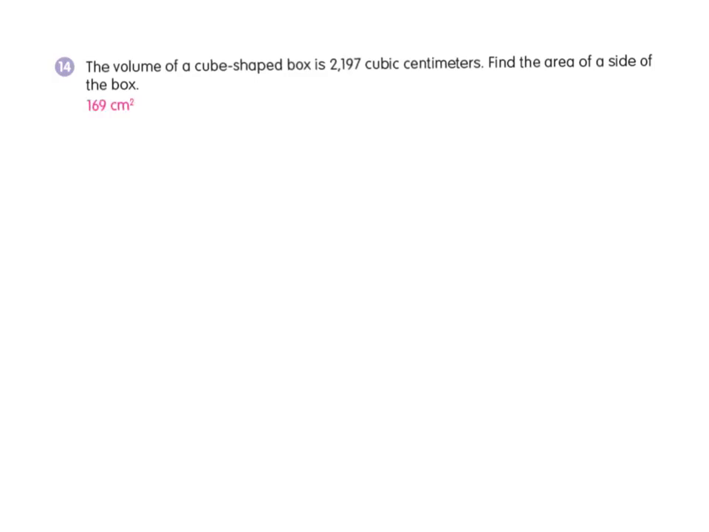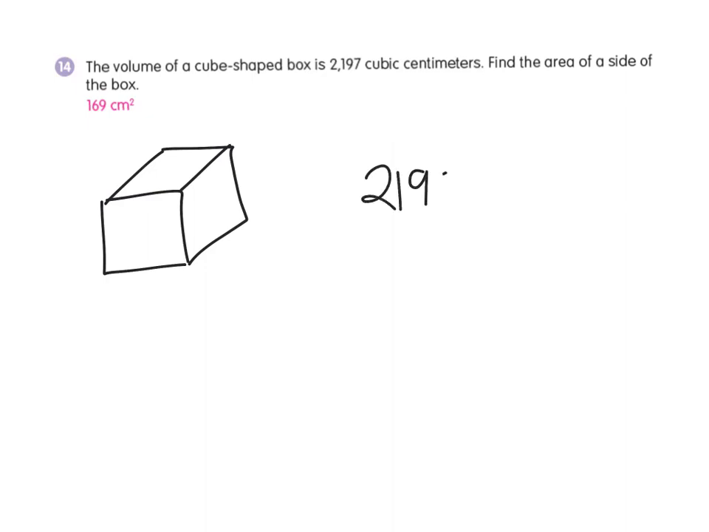All right, and here's the answer for this problem, 169 centimeters squared. In this problem, they tell us that the volume of a cube-shaped box is 2,197 cubic centimeters, and they want us to find the area of one side of the box. I'm going to draw my picture here. This is my cube-shaped box, so it is a cube, and the volume is 2,197, which you get by multiplying this side times this side times this side.